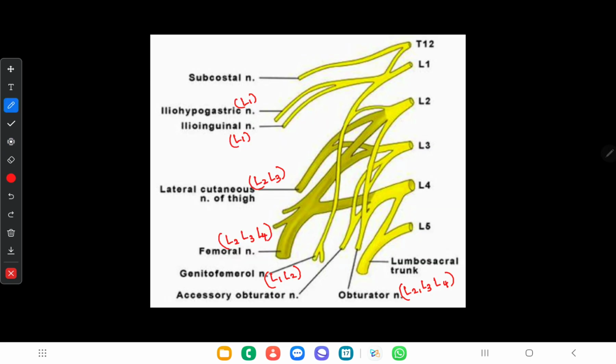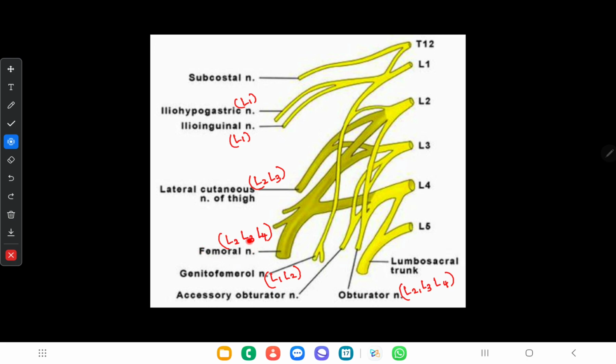Now let's see what are the branches that emerge from the lumbar plexus. Those are the iliohypogastric nerve, which is the L1 nerve root. Then the ilioinguinal nerve, it also has L1 nerve root. Then the lateral cutaneous nerve of the thigh, it has L2 and L3. Here you can see the lateral cutaneous nerve of the thigh is this one and it is formed by the branches coming from L2 and L3.